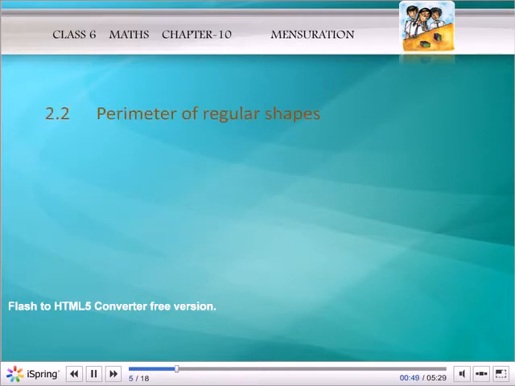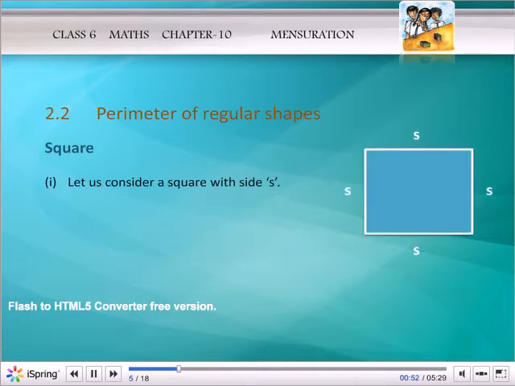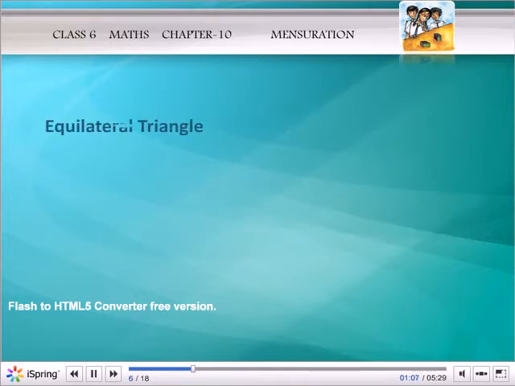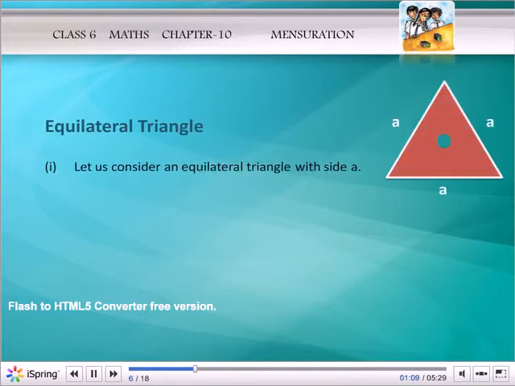Perimeter of regular shapes. Square. Let us consider a square with side S. We know that all sides of a square are equal. Perimeter is equal to sum of all sides, which is S plus S plus S plus S, equal to 4S. Equilateral triangle. Let us consider an equilateral triangle with side A.